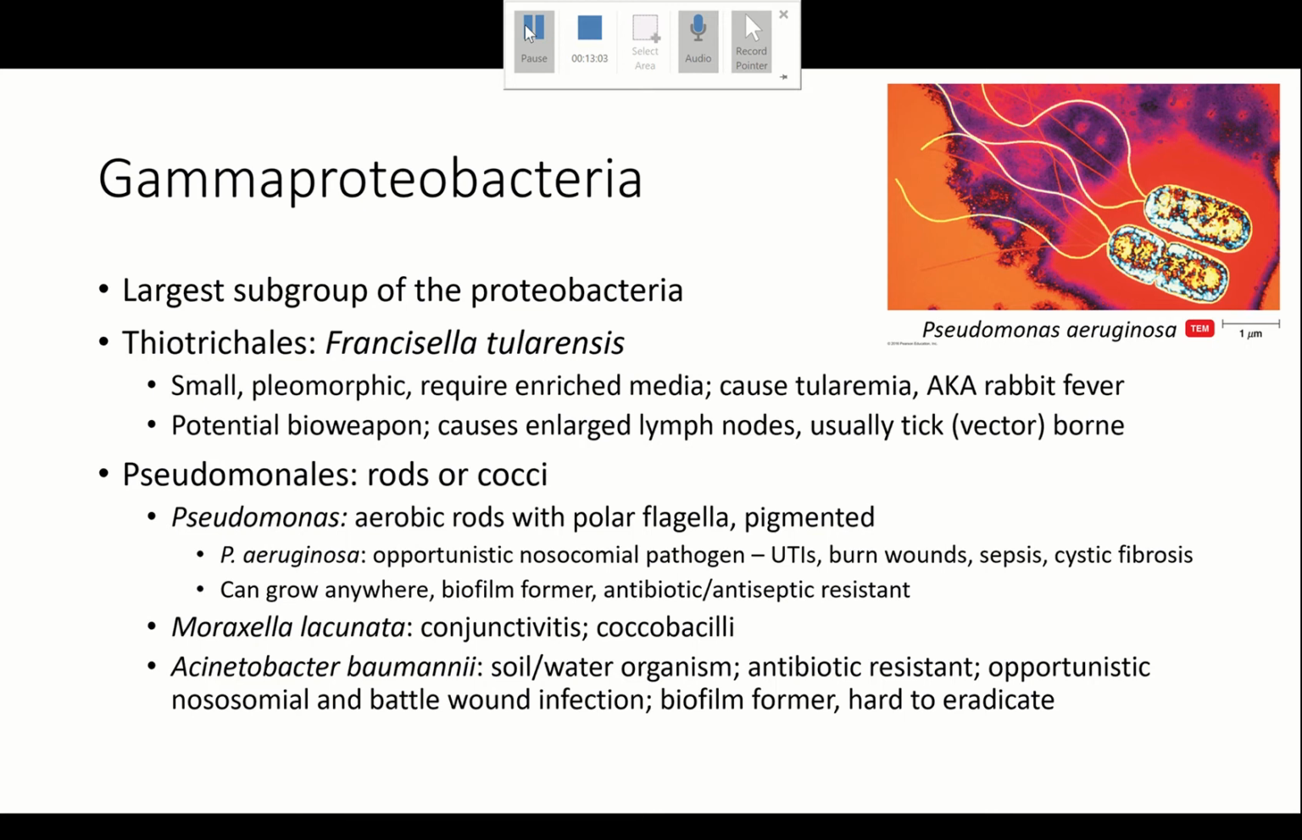The final organism within this group that we're going to talk about is called Acinetobacter baumannii. And this is a soil or water organism. It tends to be very antibiotic resistant because it is a biofilm former. And it is considered an opportunistic nosocomial or hospital-acquired infection. And in the last couple decades, it's become more and more prevalent and interesting because it's associated with battle wound infections, especially in Iraq and Afghanistan.